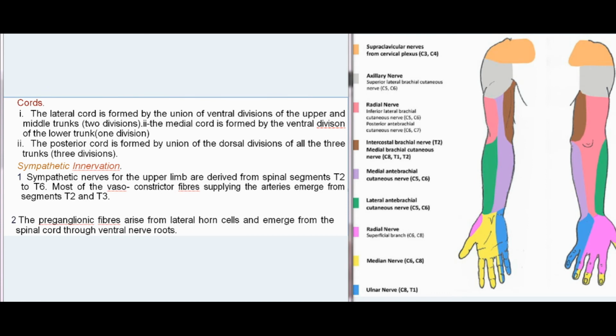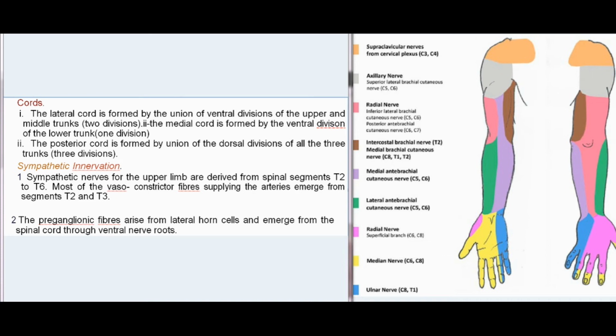Cords. 1. The lateral cord is formed by the union of ventral divisions of the upper and middle trunks, 2 divisions. 2. The medial cord is formed by the ventral division of the lower trunk, 1 division. 3. The posterior cord is formed by union of the dorsal divisions of all the 3 trunks, 3 divisions.